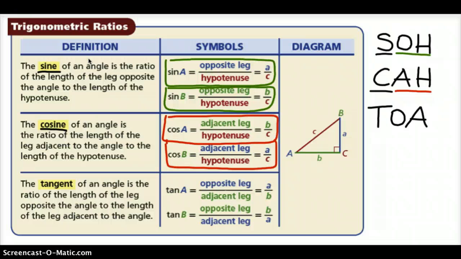And you may have guessed at this point, TOA, the T stands for tangent. And for tangent, we're talking about the opposite leg over the adjacent leg. So again, notice down here, we have opposite over adjacent, and opposite over adjacent. So the tangent of A, if we look at A, the opposite side is the little a, and the adjacent leg is B, so A over B. Now if we're asking for the tangent of B, the opposite of B is the smaller b, and the adjacent leg is A. So SOHCAHTOA, that's going to be how we remember this.